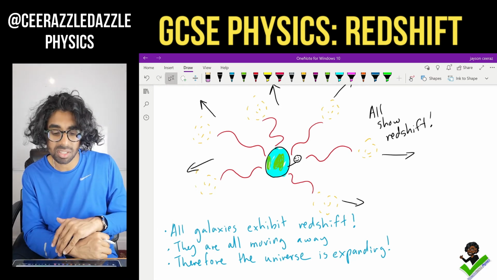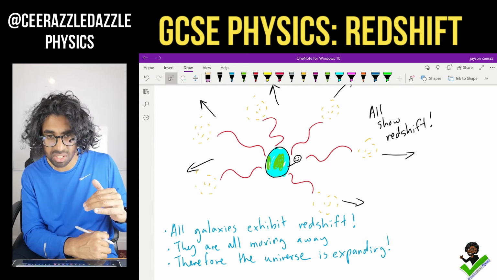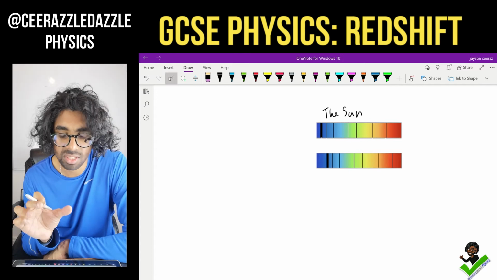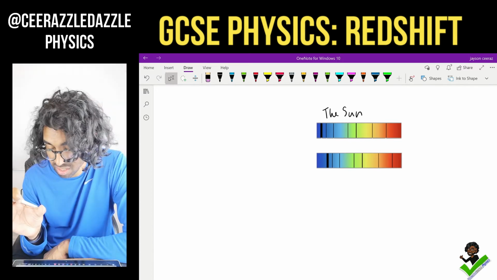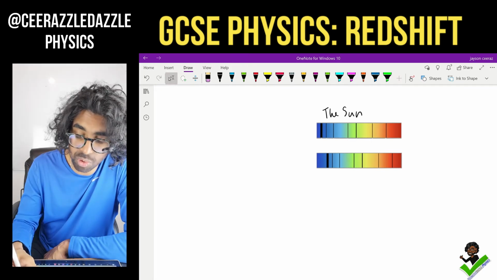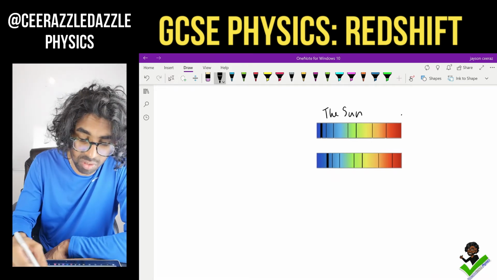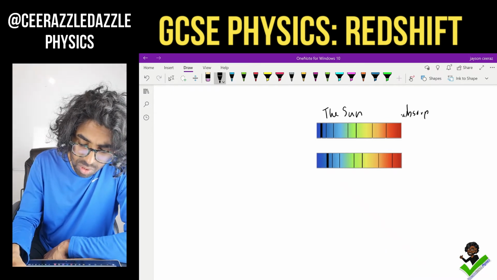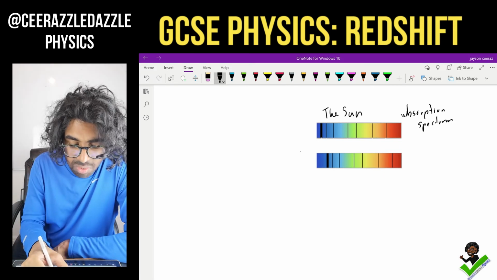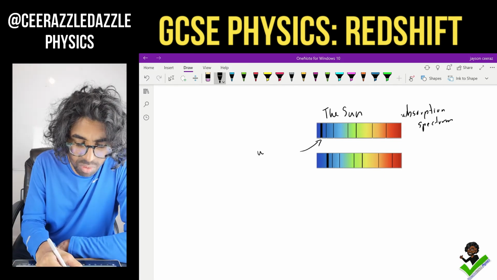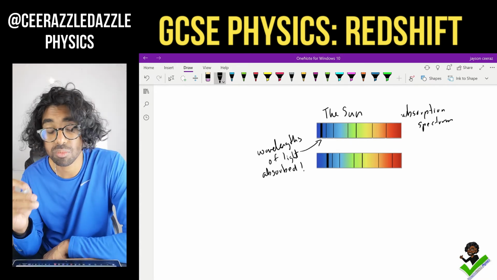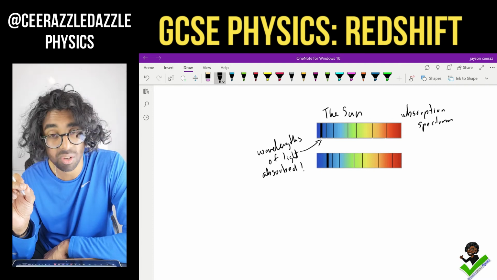Really, really important, guys. So what kind of questions should you expect in an exam? Check this one out. This is the type of question you'll get in the exam. Here we have what is like a fingerprint of the sun. It's basically characteristics of the sun. This is an absorption spectrum. Each of those black lines represents a wavelength of light absorbed.